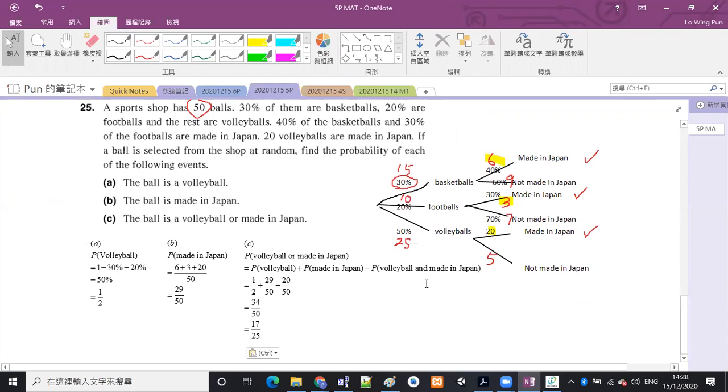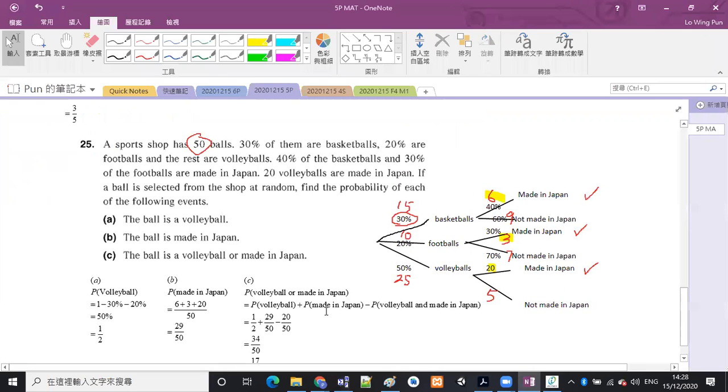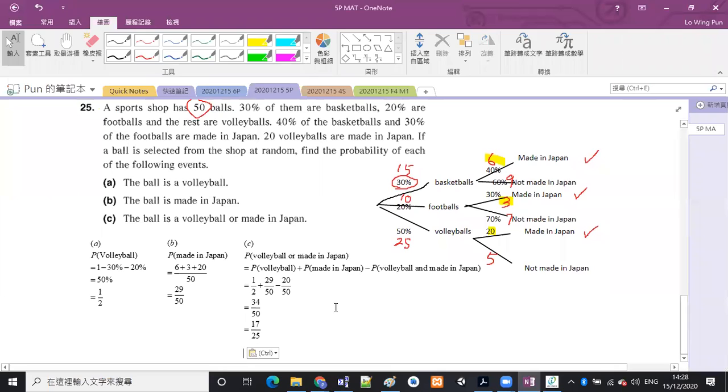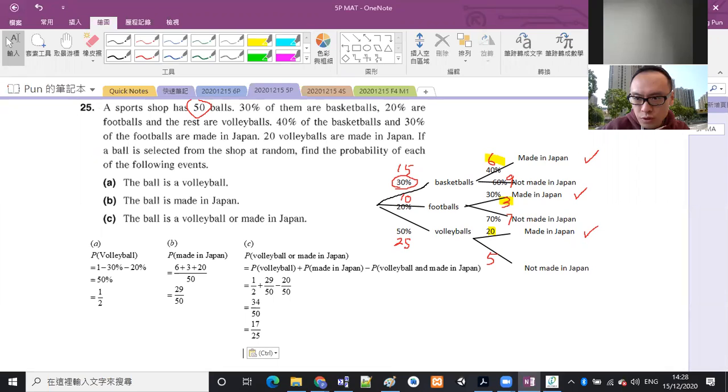Okay, so that is the final answer of question number 25. Is it okay? Okay, do you have any problems?